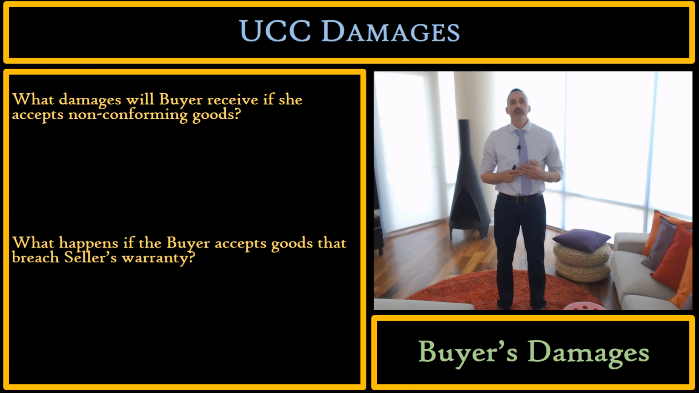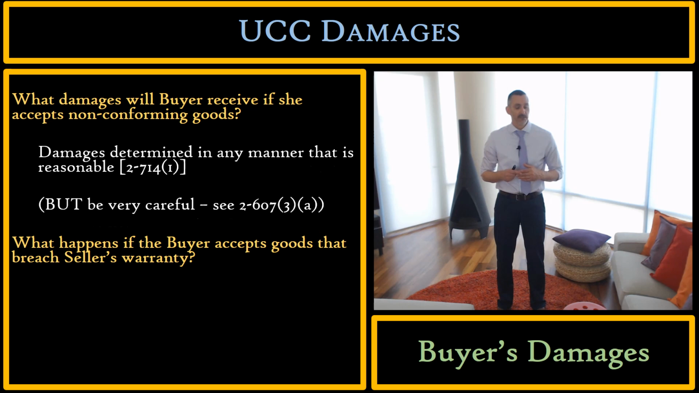What if, however, seller delivers non-conforming goods and buyer keeps those goods? How do we measure buyer's injury? How do we measure the damages that seller must pay to buyer? Well, the UCC is not real detailed on this, but it gives the answer that we would expect, right? So if buyer accepts non-conforming goods and keeps them, we will determine damages in any manner that is reasonable.